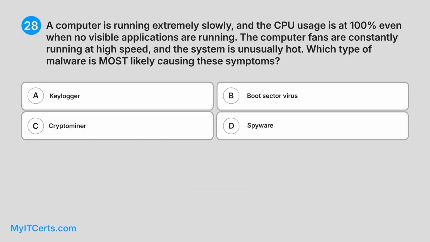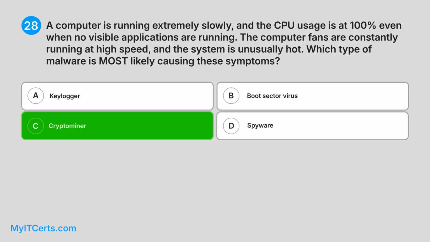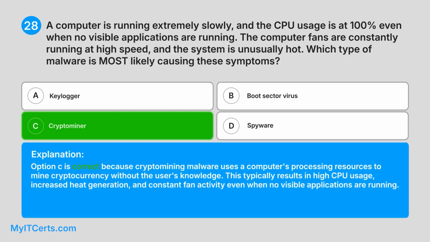Correct answer, C. Cryptominer. Explanation. Option C is correct because cryptomining malware uses a computer's processing resources to mine cryptocurrency without the user's knowledge. This typically results in high CPU usage, increased heat generation, and constant fan activity, even when no visible applications are running.